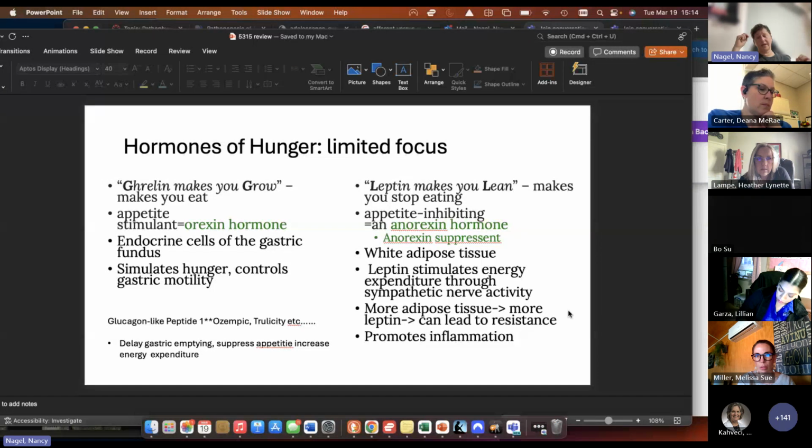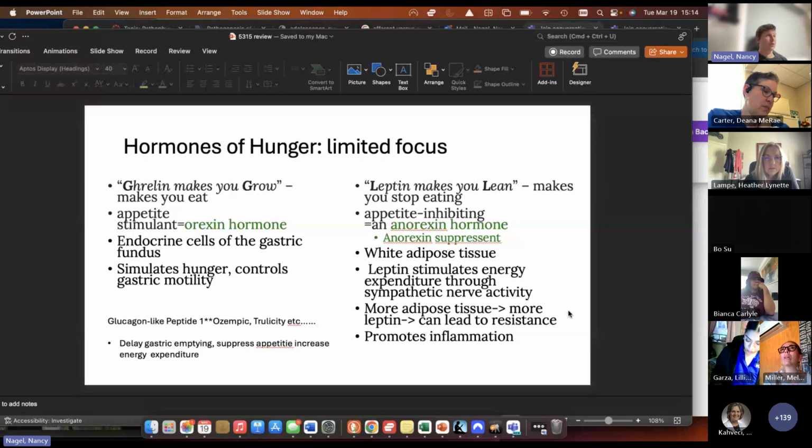Everybody seemed to get very fixated on orexin hormone versus anorexin hormone. They're simply names, and orexin is going to be an appetite stimulant. Whereas if you look at the anorexin, which is leptin, and there are others that fall into these categories, it tends to suppress your appetite. So ghrelin is made in the gastric fundus, so G and G helps me remember that. It stimulates hunger. It also helps control gastric motility, so it can slow down how you digest your food.